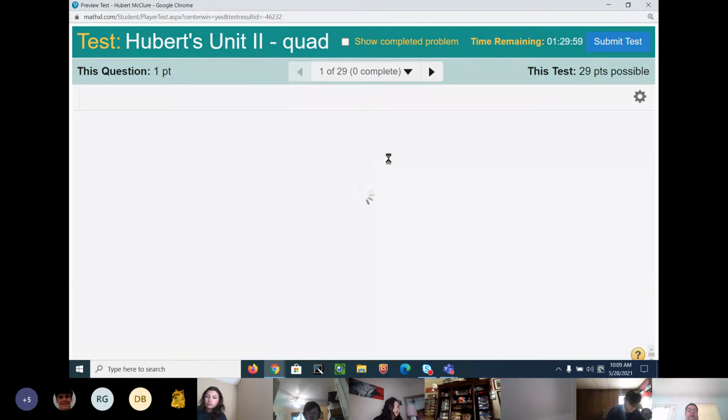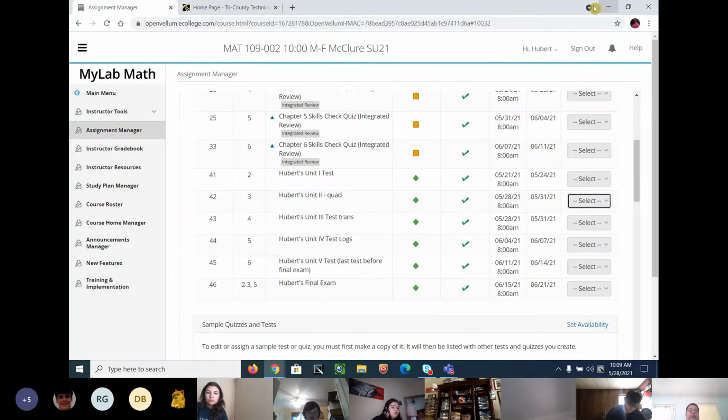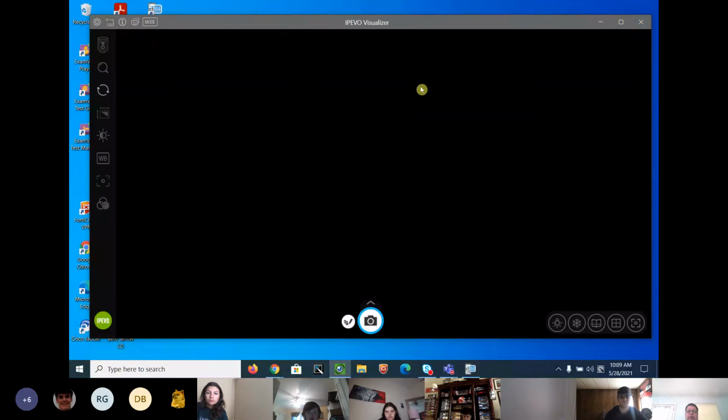And the first question is a piecewise function. So you can do this in your calculator, or you can do it by hand. I'm going to do it with the calculator. First, I got to pull it up. So hold on. I wasn't able to pull everything up this morning because my router was going slow. So I apologize for that.